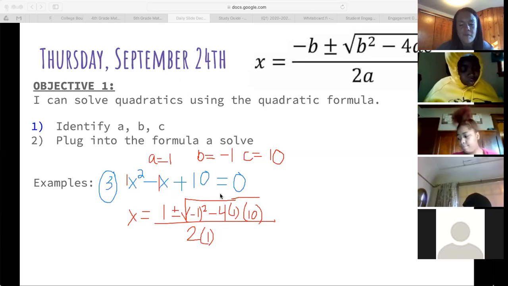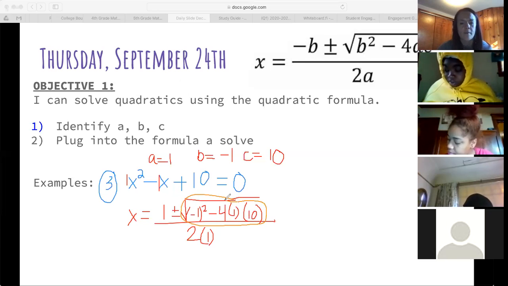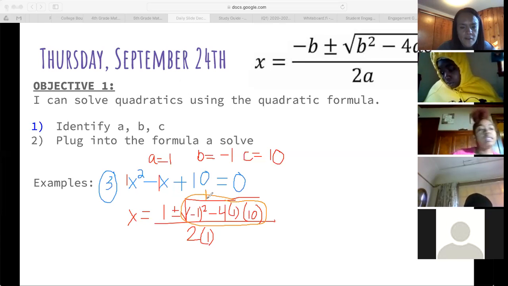All right, so next, remember, go to the square root and get this down to one number. So -1 squared is just going to be a 1. And then minus 4 times 1 times 10. 4 times 1 times 10 is 40. So 1 minus 40 gives me a -39.